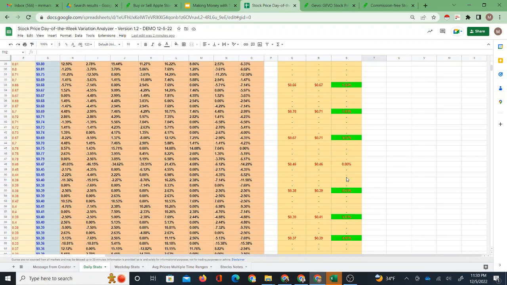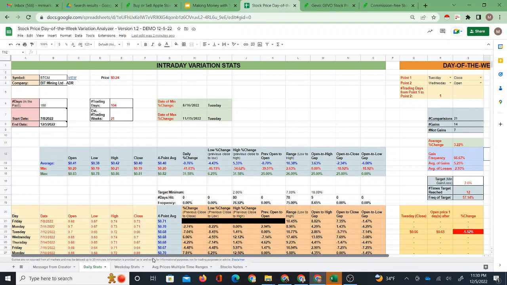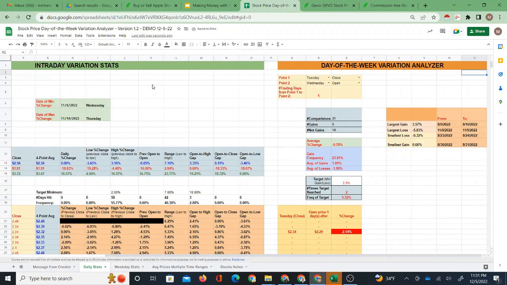So that is actually somewhat unusual, to have that relationship between Tuesday close and Wednesday open. And no, not every symbol you put in is going to give you this. If you change the symbol, I can change it right now, you're going to get totally different results if I change that back to GIVO or something.